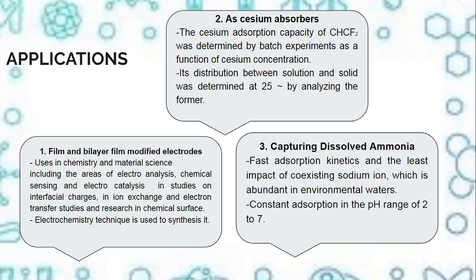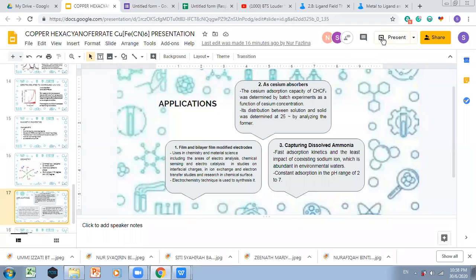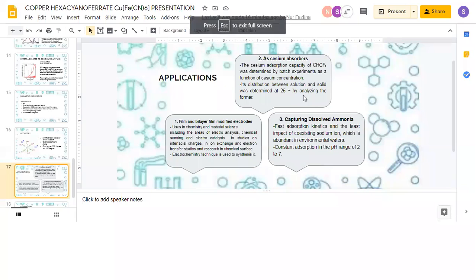The last one is capturing dissolved ammonia. This is used because of the fast absorption kinetics and the least impact of coexisting sodium ions, which are abundant in the environment of water. The pH used for constant absorption is just around 2 to 7. That's all about applications, which is the last part of the presentation by us.